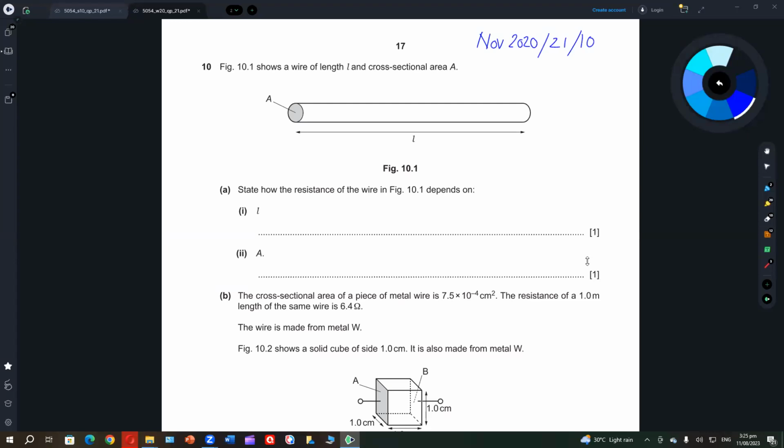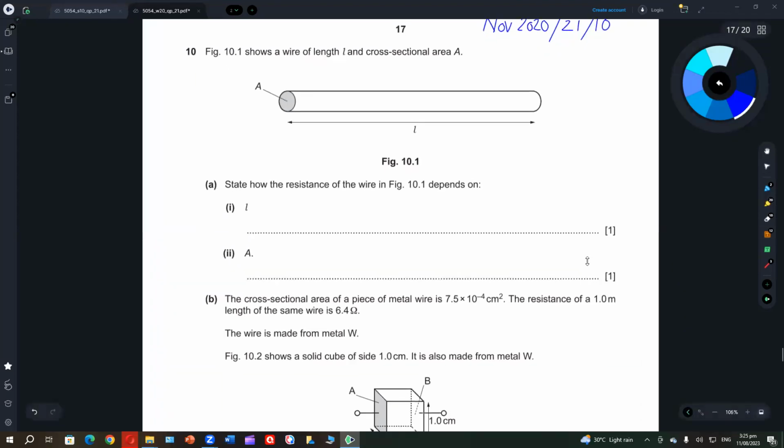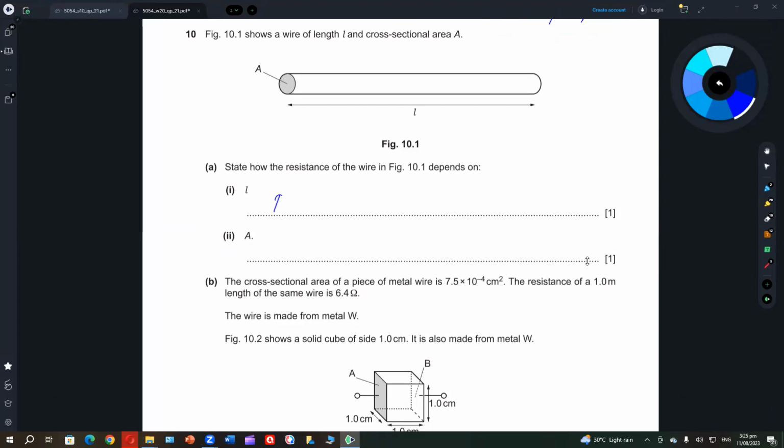The figure 10.1 shows a wire of length L and cross-sectional area A. State how the resistance of the wire in 10.1 depends upon the length. So do you remember the concept that resistance is proportional to length and resistance is inversely proportional to area? Resistance is proportional to length and resistance is inversely proportional to area.